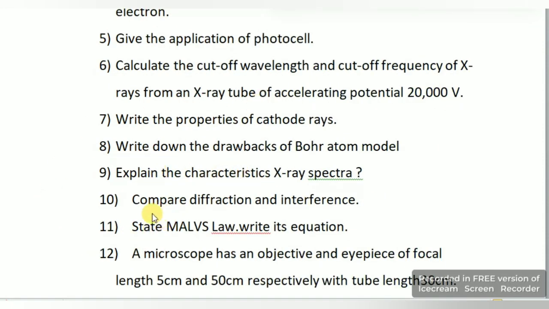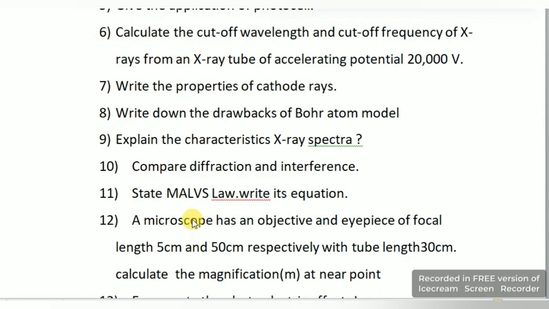Next, write down the drawbacks of Rutherford atom model. Next, explain the characteristic X-ray spectra. Next, compare diffraction and interference. Next, state Malus law. Write its equation. Next one, a microscope has an objective and eyepiece of focal length 5 cm and 50 cm respectively.